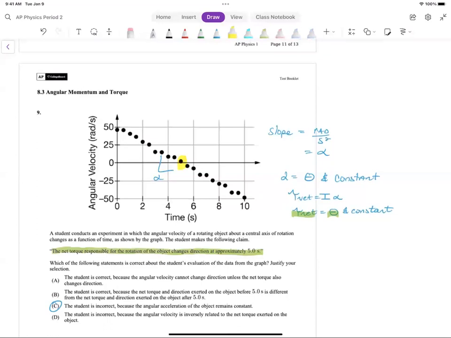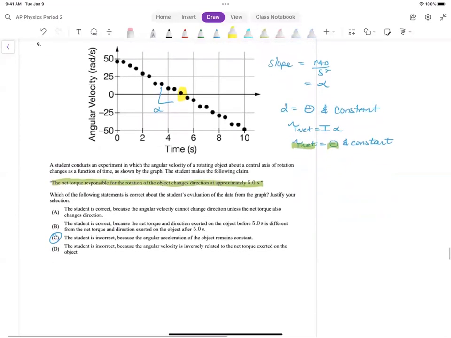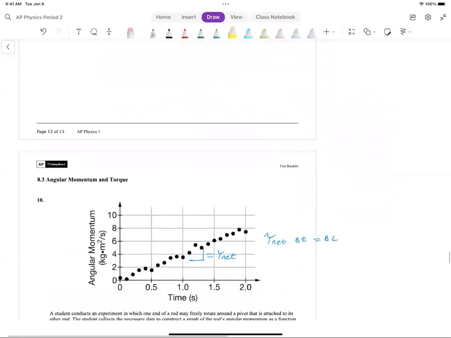So I was going forward at 50 radians per second, but I was slowing down, which means my acceleration was negative. I slow down, I slow down, I slow down until I come to a stop, but then I continue to accelerate in the negative direction. Torque never changed because acceleration never changed. So the student is incorrect because the angular acceleration is constant.